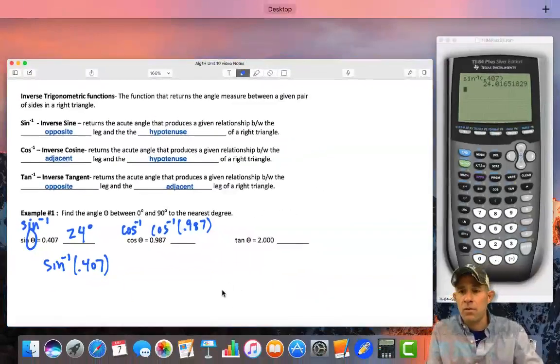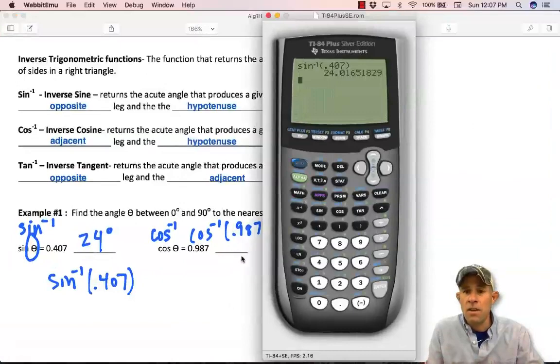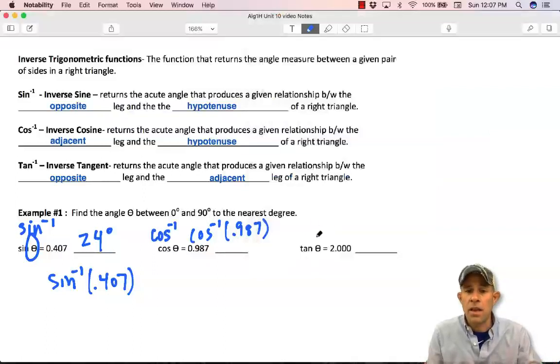And again, back to our graphing calculators. Second function, cosine, gives us the inverse cosine, 0.987. And hit enter, and now we have our 9-degree angle. So there's a 9-degree angle that produces a relationship between the adjacent leg of 0.987 times the hypotenuse.